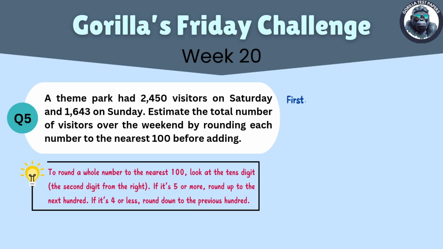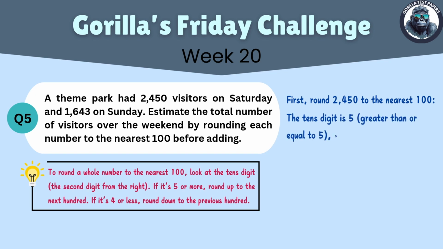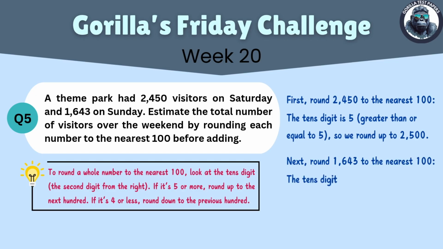So first we want to round 2,450 to the nearest 100. And in this number, the tens digit is 5, which is greater than or equal to 5. So we round up to 2,500. Next, we want to round 1,643 to the nearest 100. And in this number, the tens digit is 4, which is 4 or less. So we round down to 1,600.